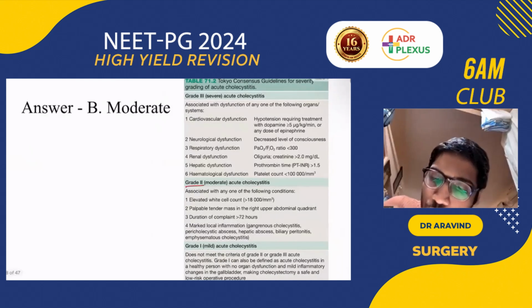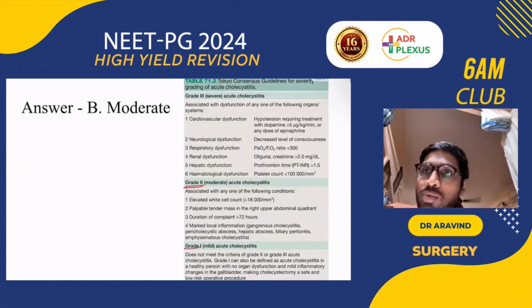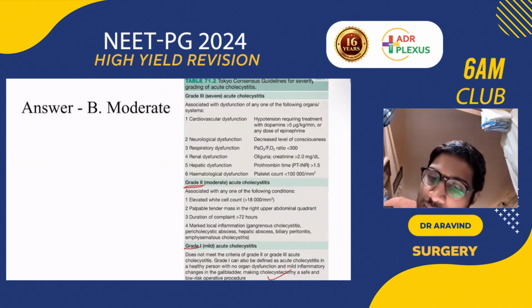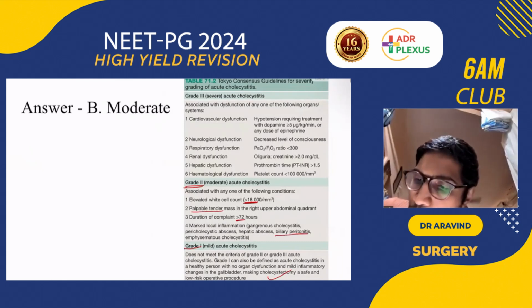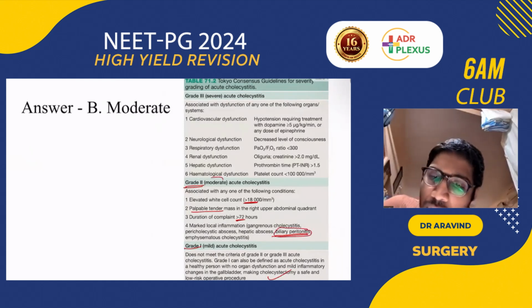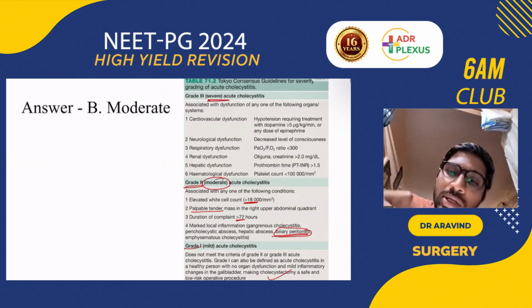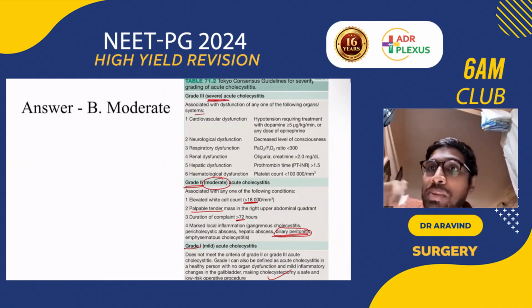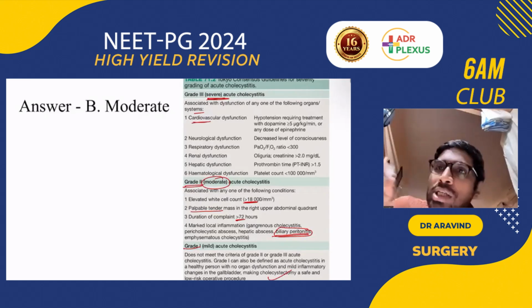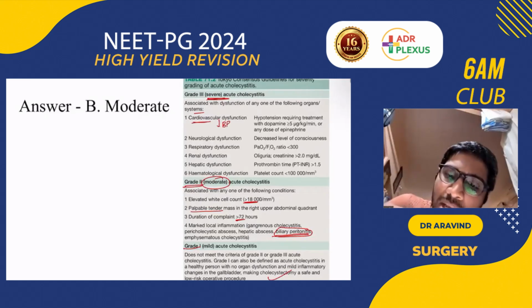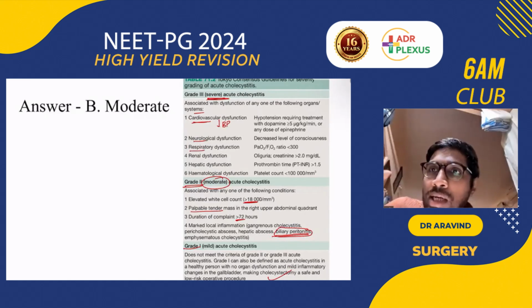Grade 1 is nothing, only a simple cholecystitis, and you will be able to perform cholecystectomy very easily. Sepsis, WBC count elevated, palpable tender mass, duration 72 hours, and biliary peritonitis will come under moderate. Only organ dysfunction will be considered as severe. Remember this. Cardiovascular means decreased BP. Neurological means consciousness reduced. Respiratory system not maintaining SpO2.